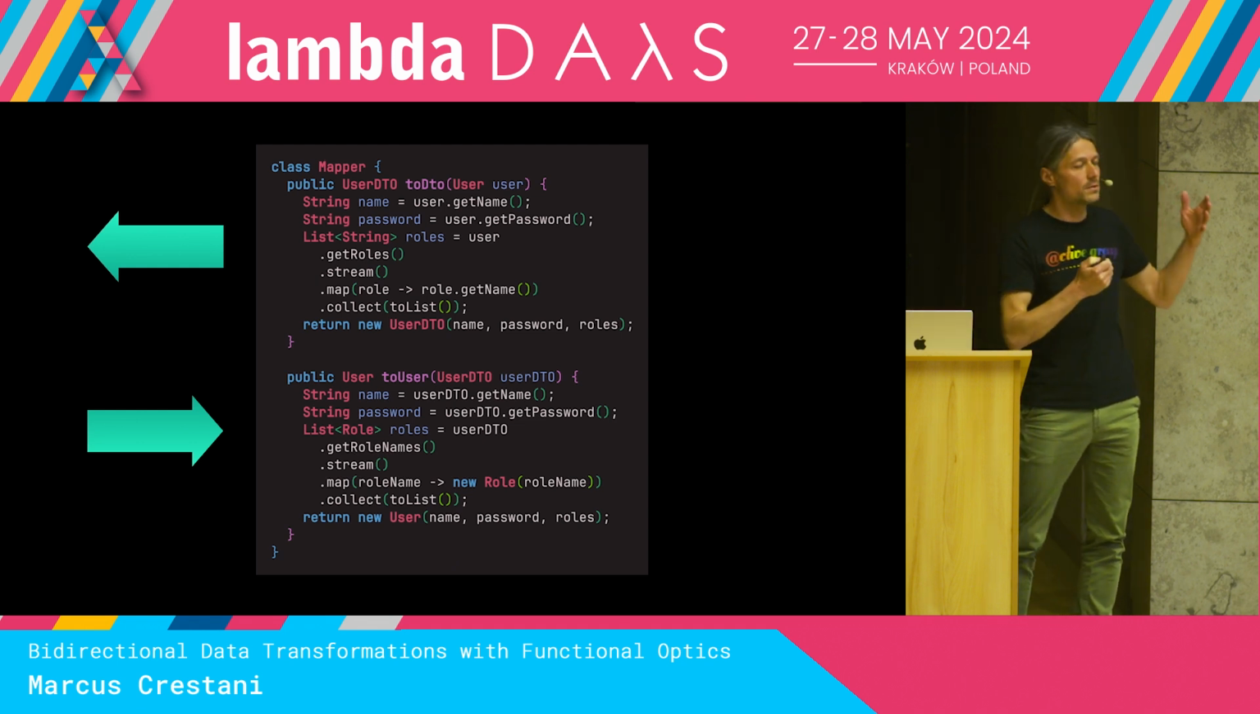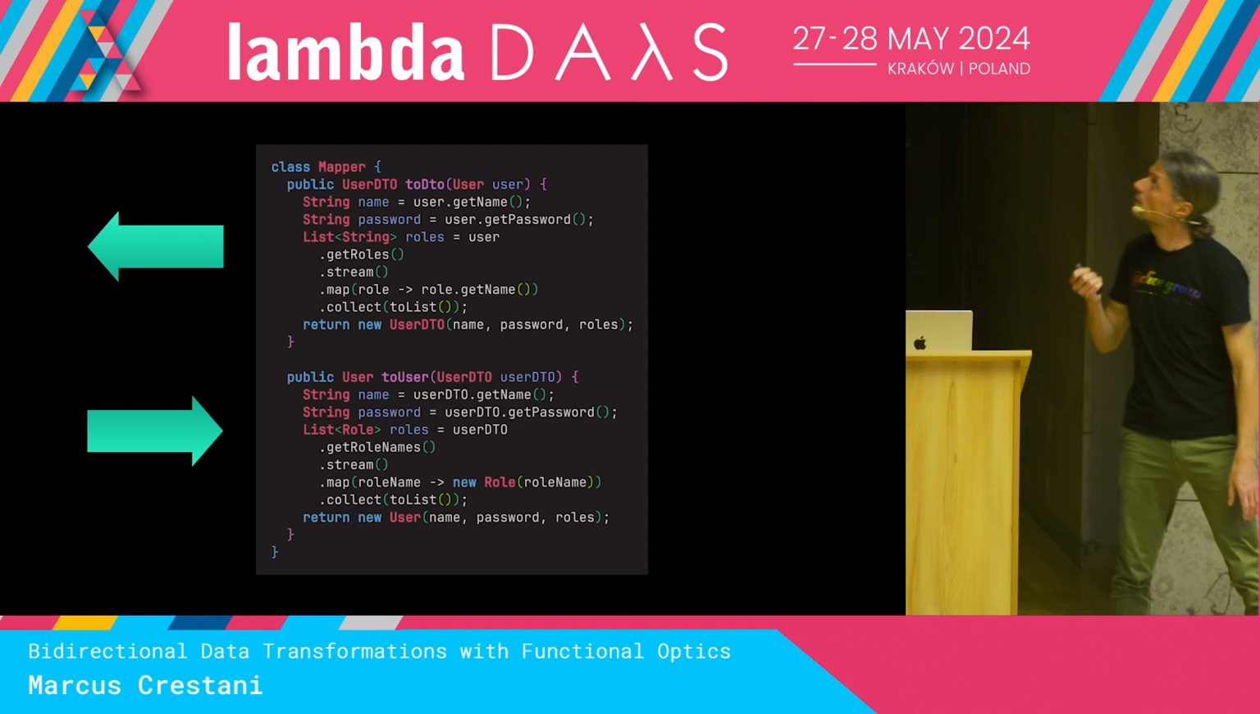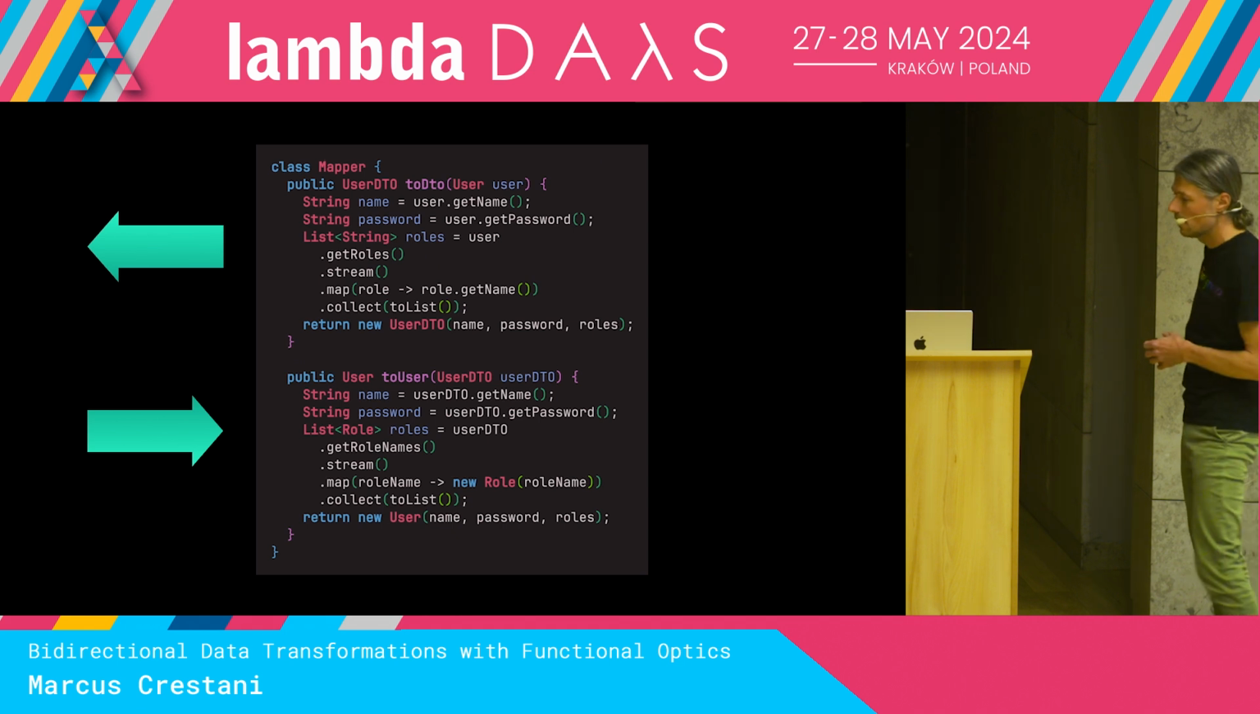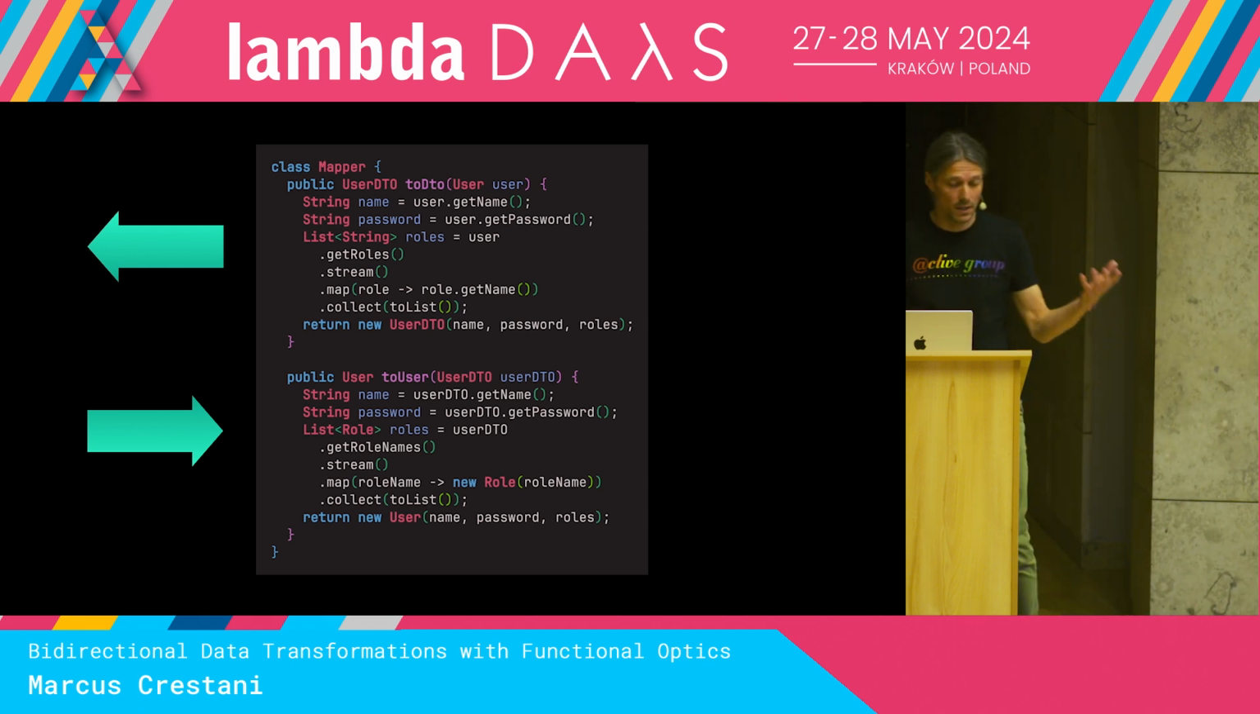The second method is the dual. It converts the DTO object back to the user object. It gets the name and the password. It iterates over the roles. Now they are strings. They have to be made into the domain object role first, and then everything is packed together, and we have our domain user object.